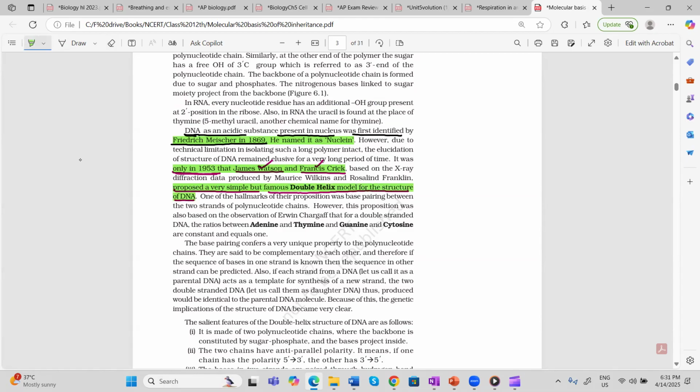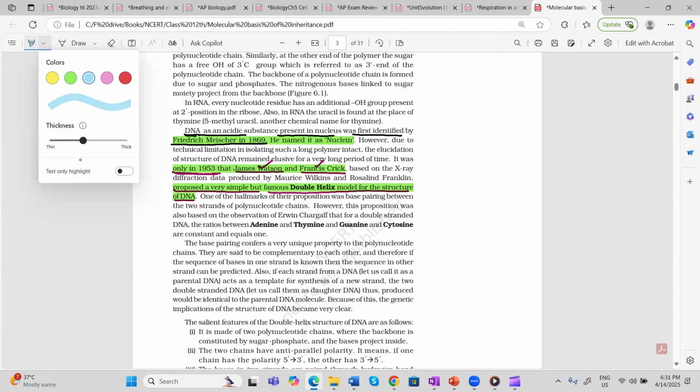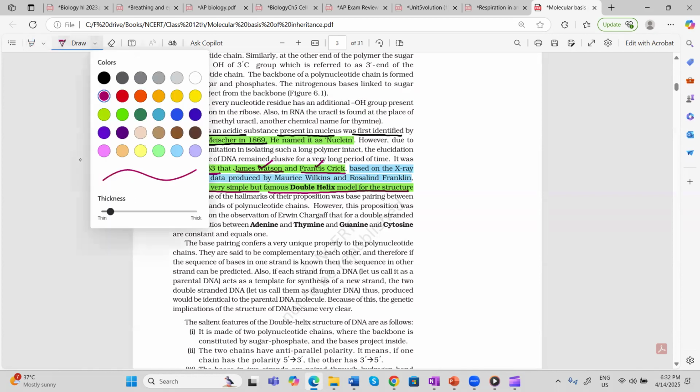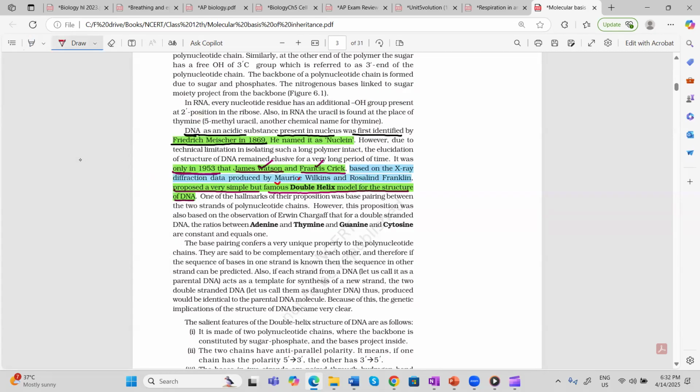of DNA, but based on what study? Based on X-ray diffraction, which was produced by Maurice Wilkins and Rosalind Franklin. These two people produced the X-ray diffraction, and based on their X-ray diffraction data, Watson and Crick proposed the double helix model of DNA.